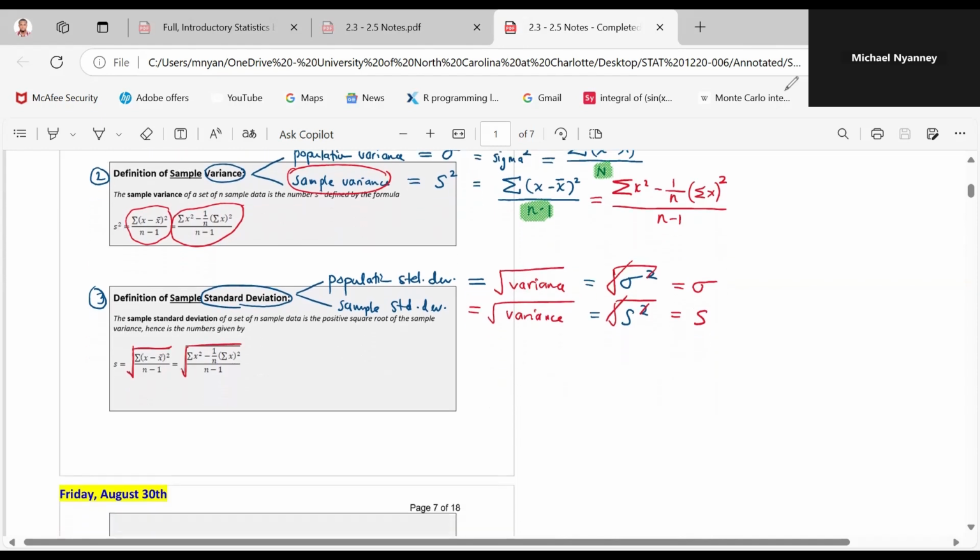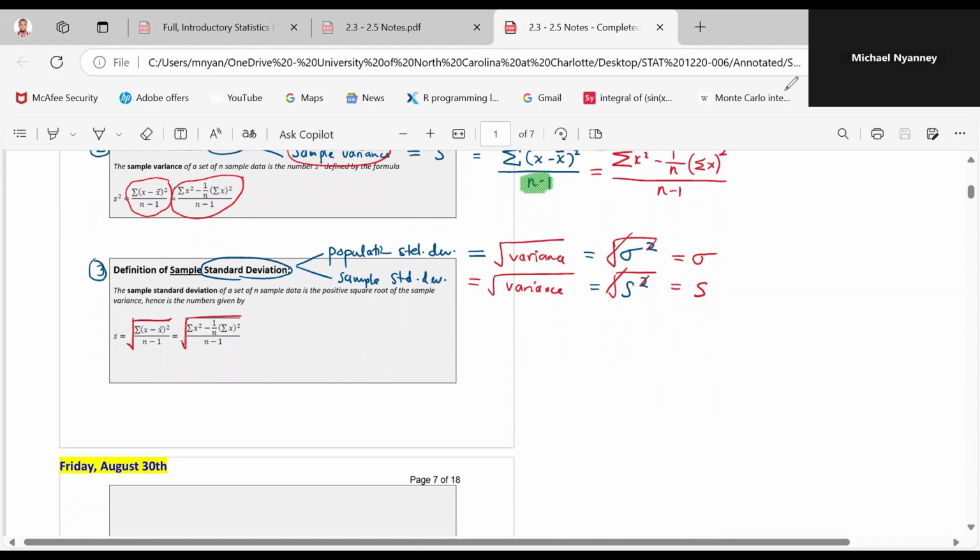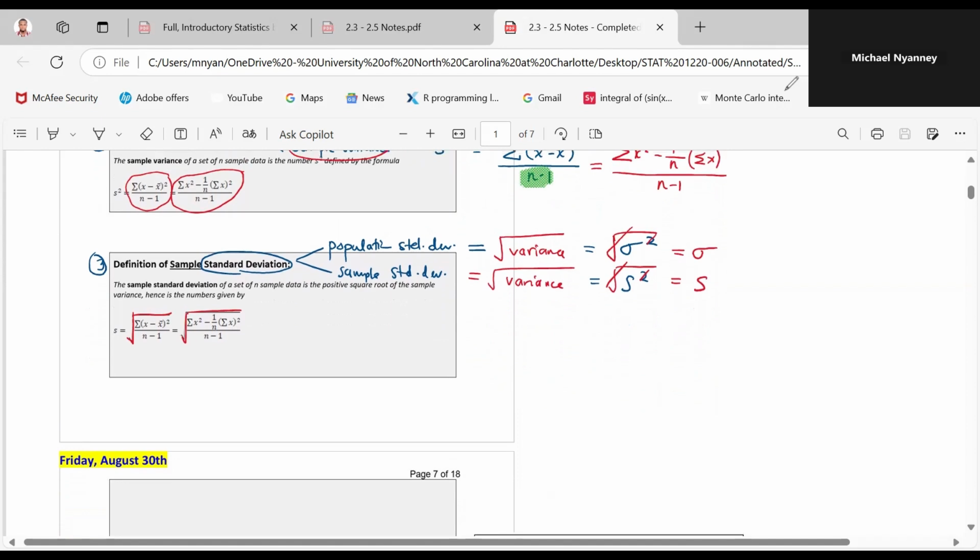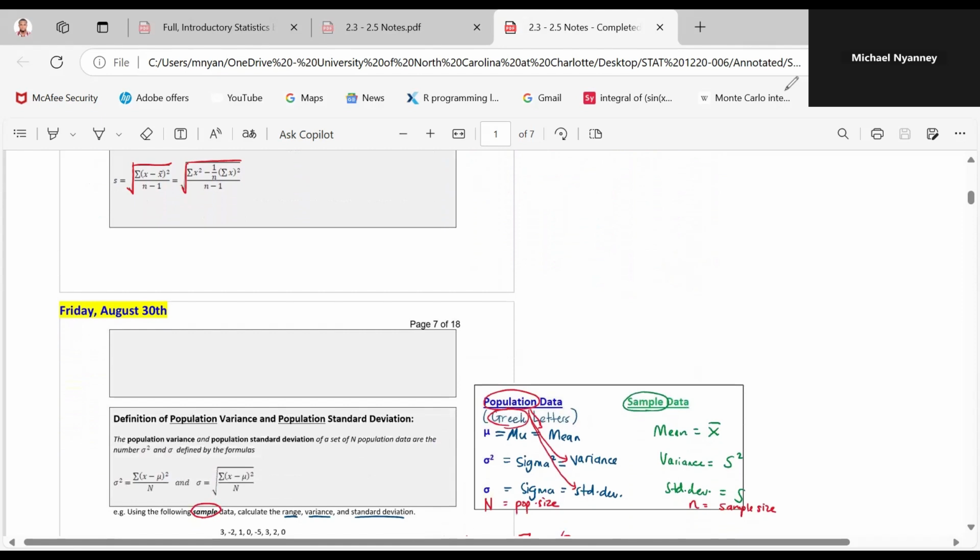And for the standard deviation, this will be the square root. If you have the population variance, take the square root of the population variance and you get the population standard deviation. If you have the sample variance, take the square root of it, and you get what? The sample standard deviation. That is that. So these are the three measures that help us determine the variability of our data sets.